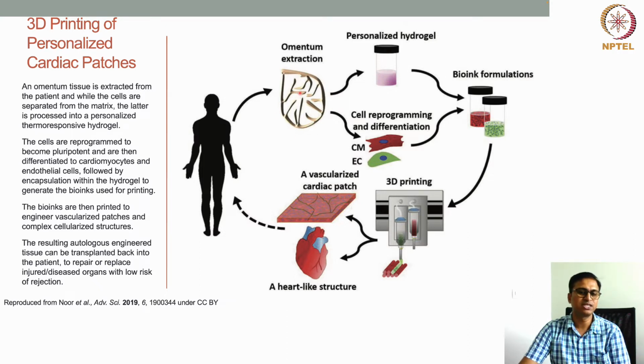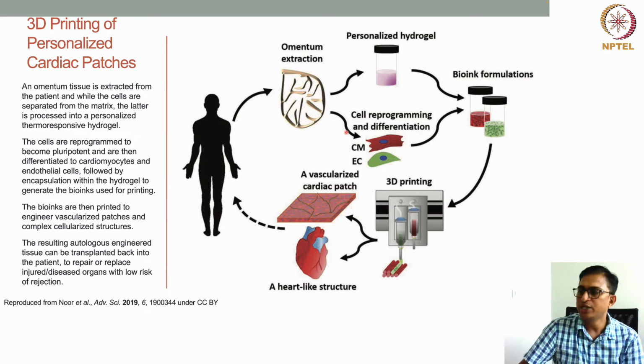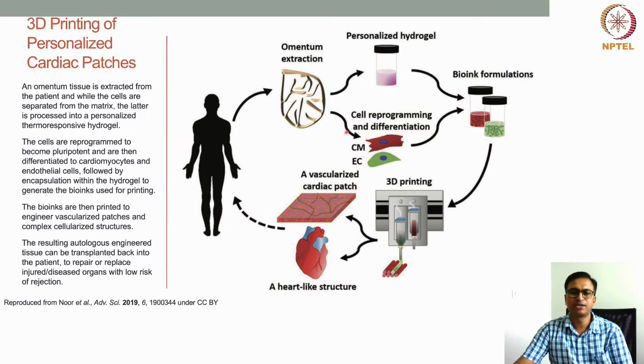So in this case, suppose the resident cells from the tissue are isolated, then they can be reprogrammed to become stem cells. Induced pluripotent stem cells can be generated from these cells, because here mostly fat cells and other cells are present. From there, they can be differentiated towards primary cells like cardiomyocytes and endothelial cells. Cardiomyocytes are for the patch, and endothelial cells for the blood vessels.